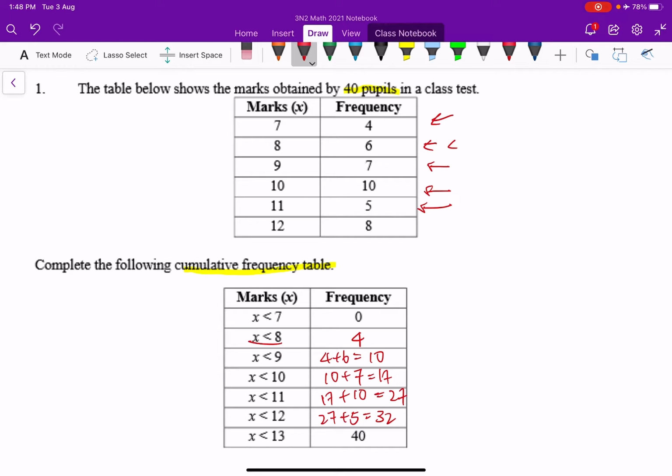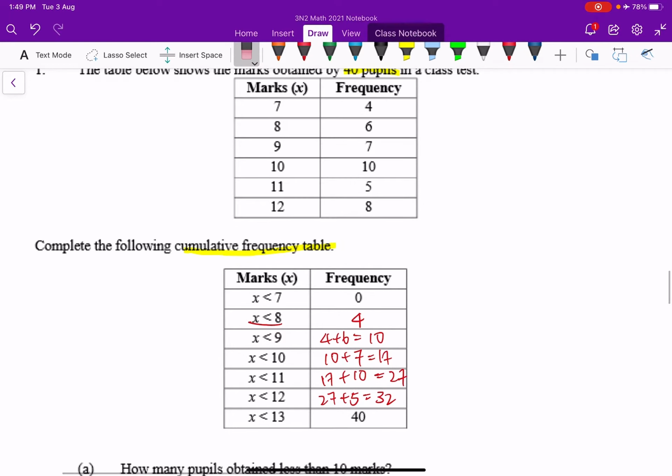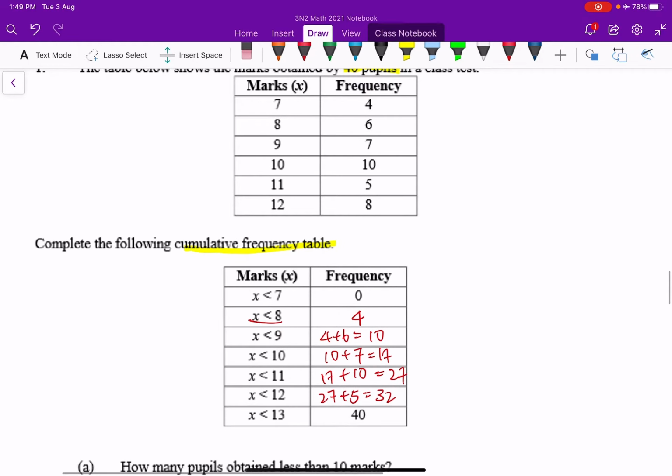So I get all these numbers based on what I have in my frequency table. Basically, when you have a cumulative frequency table, you just need to put in a sum. So can you help me to change this? This is actually a cumulative frequency table. Because of the range here, therefore we add them together.